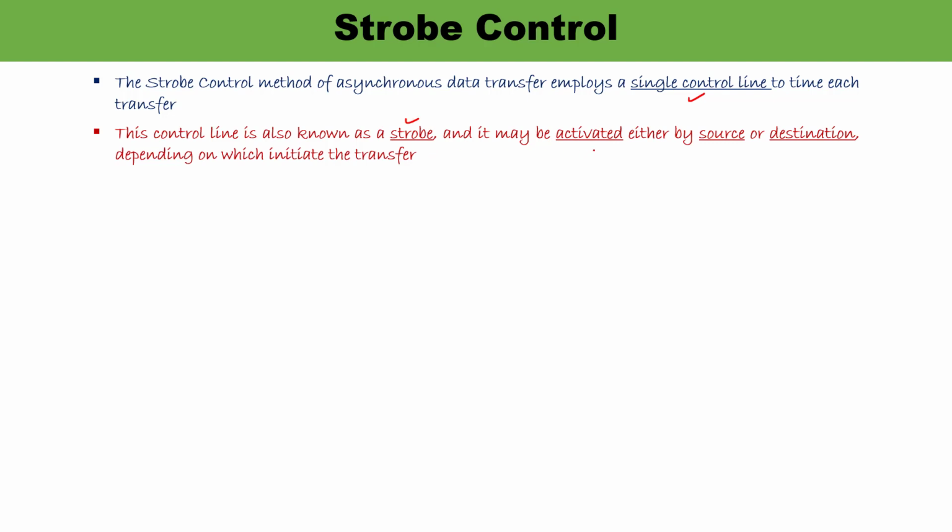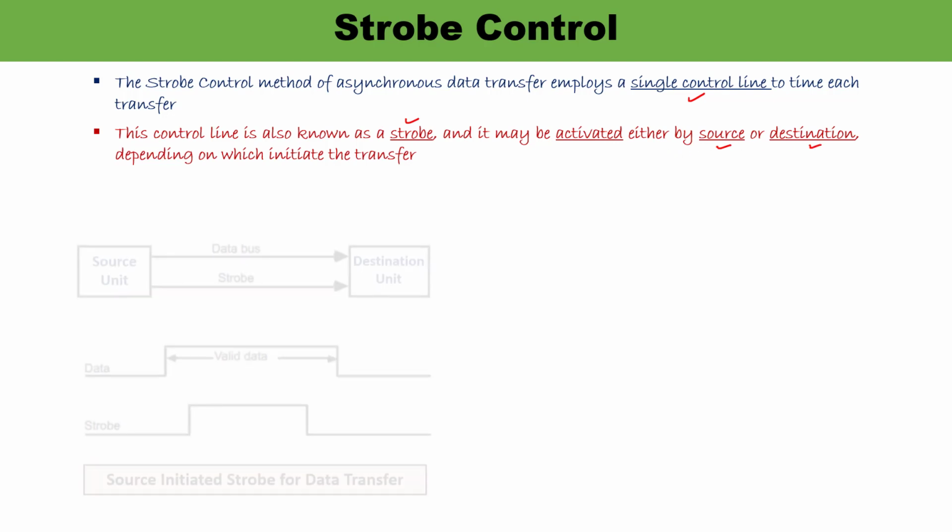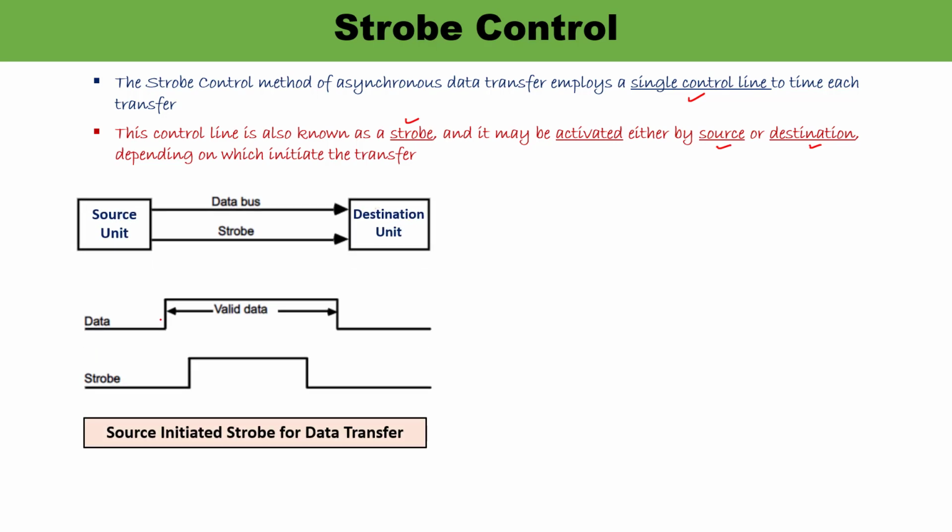The strobe can be activated either by the source or the destination. If the strobe is activated by the source, that is known as a source initiated strobe. You can see in this diagram, there is a source unit and a destination unit. The strobe is initiated by the source here. So this is the source initiated strobe for data transfer.